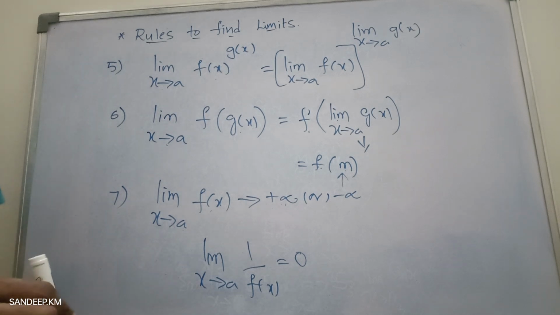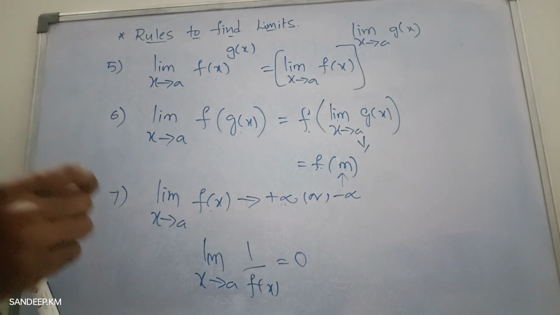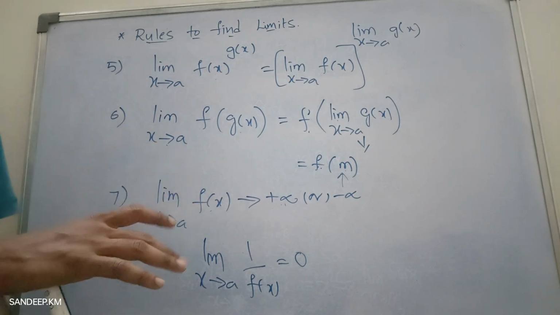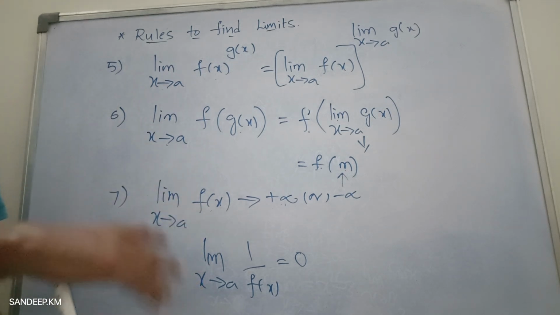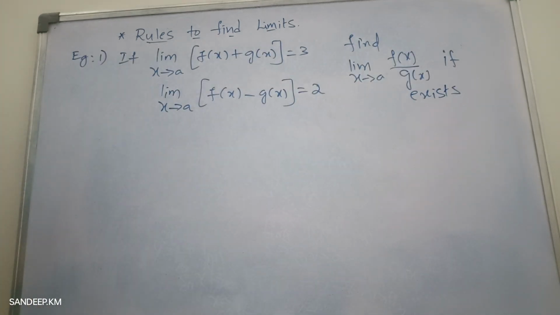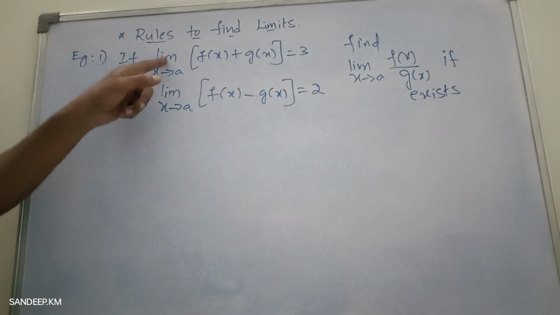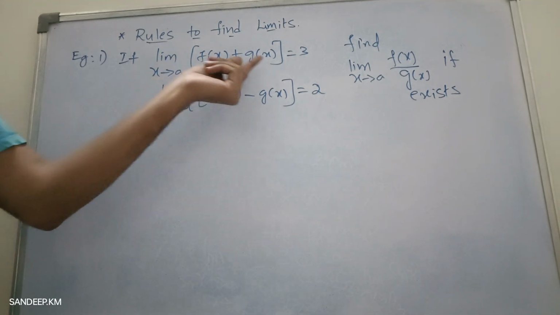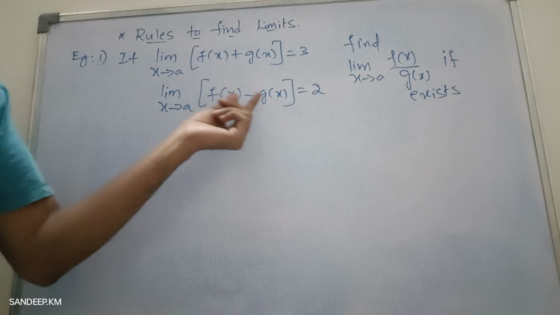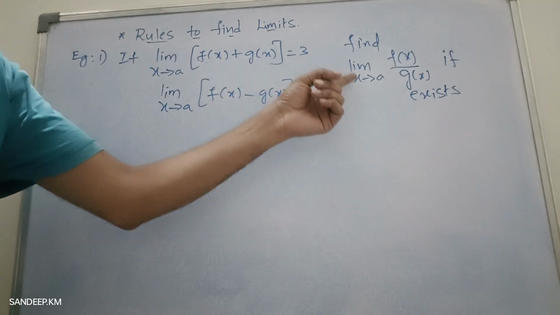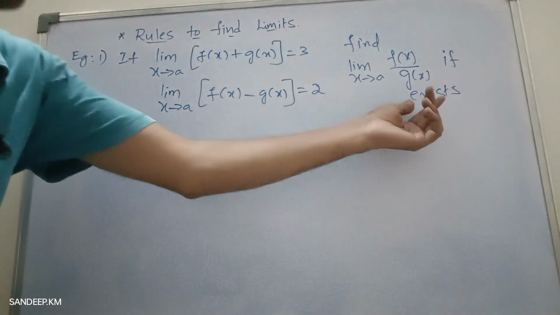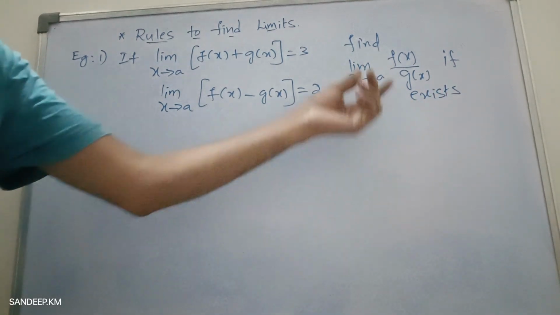Okay now. So these are the basic rules that we will use always in all the problems while finding the limits. Keep this in mind. Now let us see an example based on this basic concept. Here is our first example. So if limit x approaches a, f of x plus g of x is 3 and limit x approaches a, f of x minus g of x is 2, they are asking us to find limit x approaches a, f of x by g of x, if it exists. If the limit exists, they told us to find this.